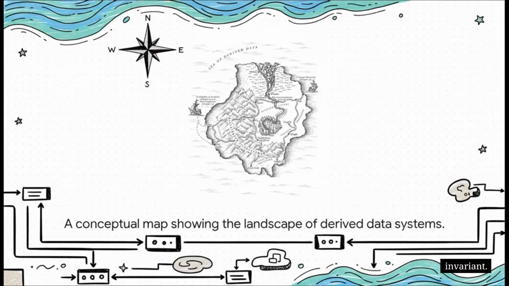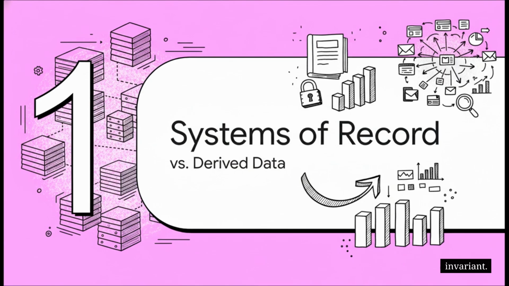Okay, so to get our bearings in this massive sea of data, we first need a map. We're about to explore this entire world that's really built on one single goal, turning all that raw information into valuable, derived data. Right, so first things first, not all data is created equal. At a really high level, it falls into two big categories, and honestly, understanding this distinction is the key to grasping the entire problem that batch processing was invented to solve.